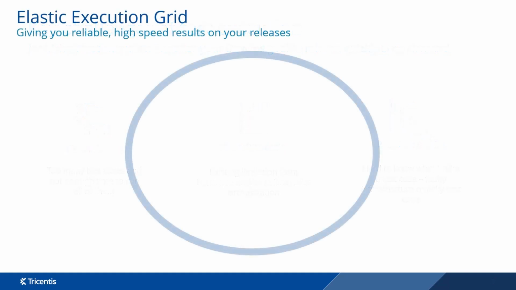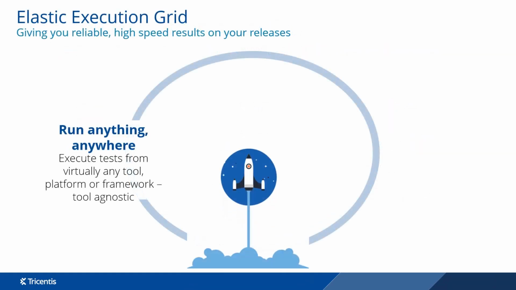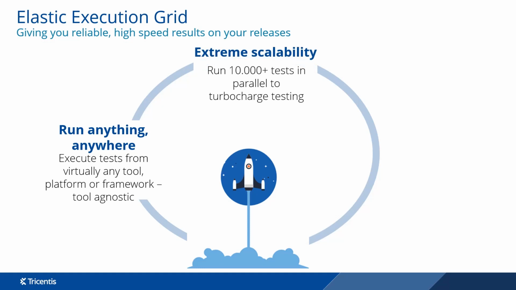And we have tried to address those topics with Elastic Execution Grid. Elastic Execution Grid can run anything, anywhere. Our agents are operating system independent, and those agents also have the capability to execute any type of execution. Next, we are extremely scalable. We have done our tests with more than 10,000 tests at the same time, and those test cases could be orchestrated without any performance issues.